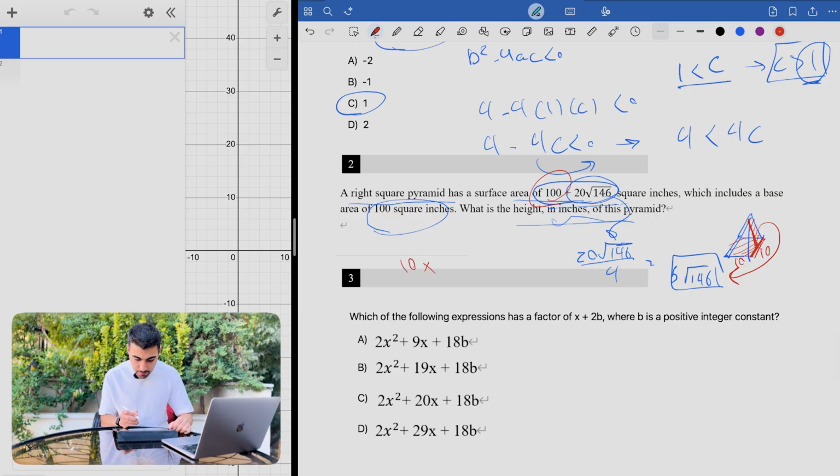So 10 times the height, the height of the triangle, which is the slant height of the pyramid. This is very important. Sometimes the questions are just asking us what the slant height of the pyramid is, and sometimes they're asking us what the height of the pyramid is. They are two different things.